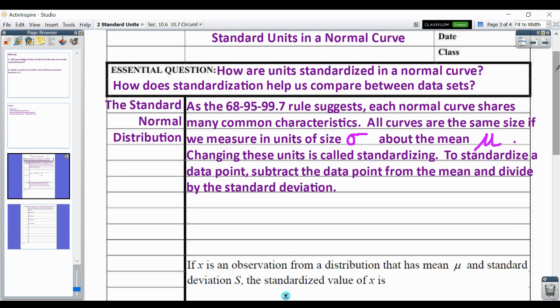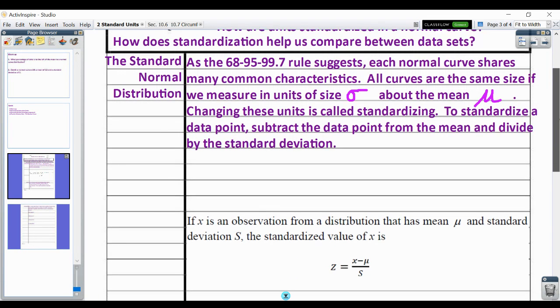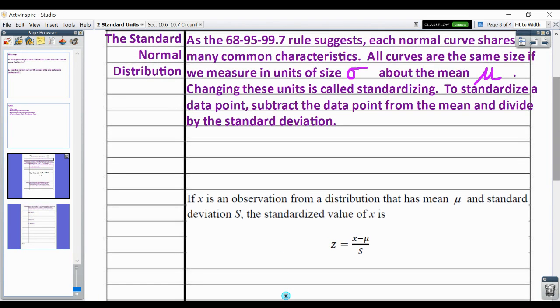They all have a smooth bell shape, and they all have the same size if we measure in units in size of sigma about the mean mu. So changing these units is called standardizing. To standardize a data point, we subtract the mean from the data point and divide by the standard deviation. The formula is written right here for you, and I'll talk about z in just a minute, but it's the data point minus mean, or mu, divided by the standard deviation.